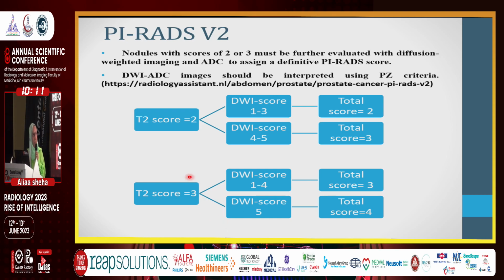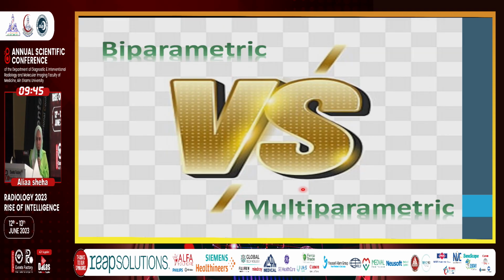After assessing the T2, if the lesion is scored as 2, we have to look at the diffusion. If we can give it a score from 1 to 3, meaning it is not markedly hypointense, it retains the score 2. If it is markedly hypointense, it is shifted to 3. The lesions which are scored as 3 will be moved to 3 or 4 according also to the diffusion criteria.